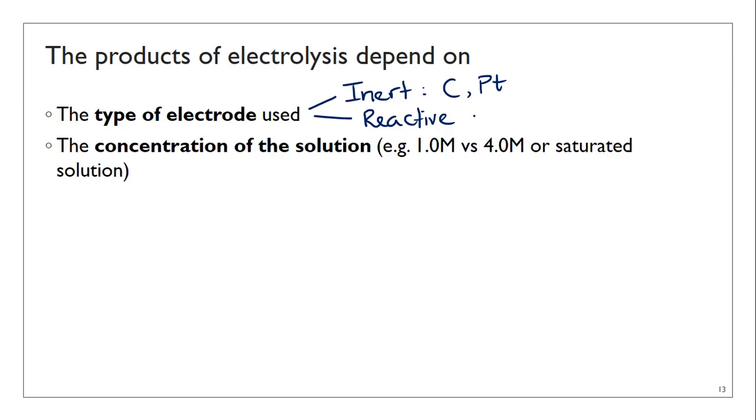The second thing that could potentially interfere with the types of products that you can get is the concentration of the solution. So 1.0 molar, this is SLC condition, and this is the condition at which your electrochemical series is created. However, you could also have a solution that is very concentrated, like 4.0. You could also have a solution that is very, very dilute, and changing the concentration could affect the products of electrolysis as well.